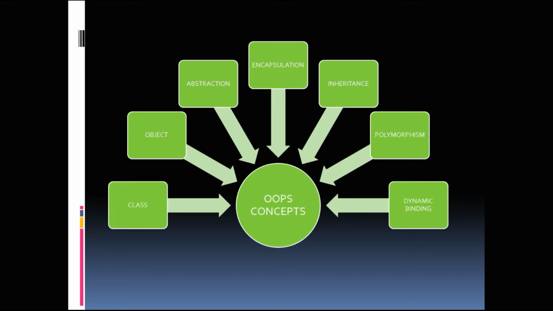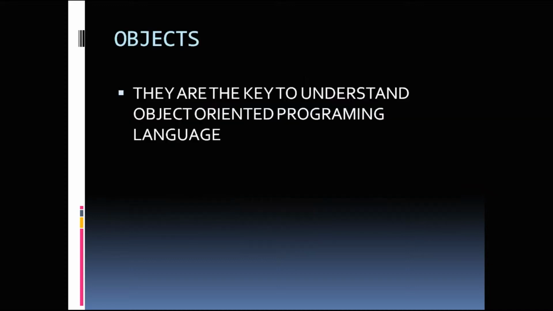Okay, so let us start. There are basically 6 types of object-oriented concepts: class, object, abstraction, encapsulation, inheritance, polymorphism, and dynamic binding. So what are objects? They are the key to understanding the object-oriented programming language. Let me explain with an example.